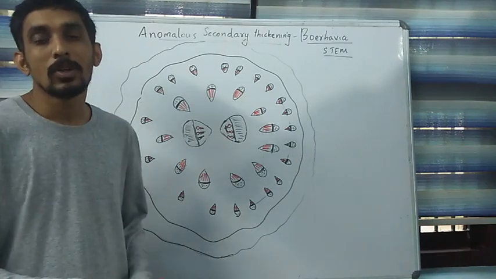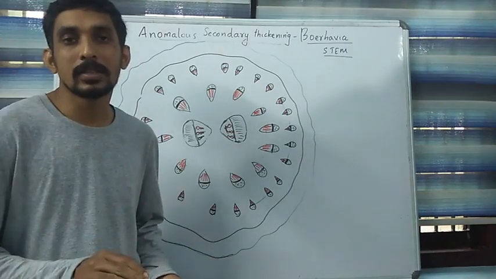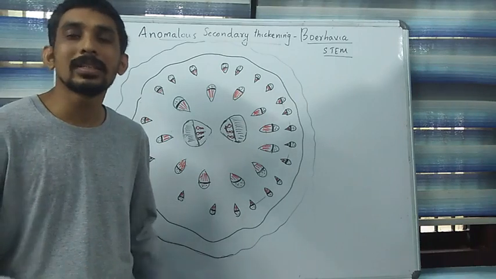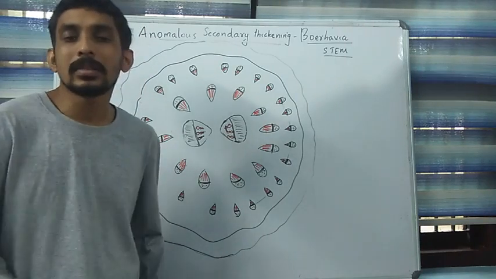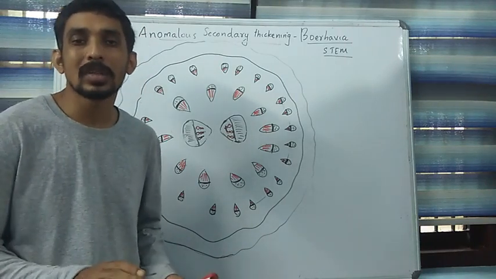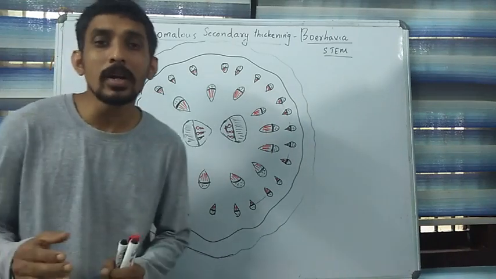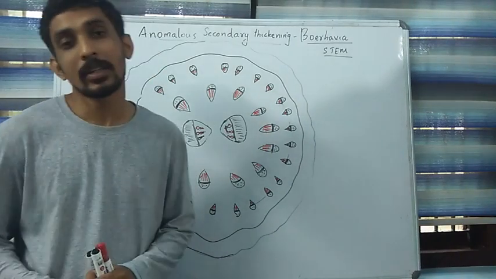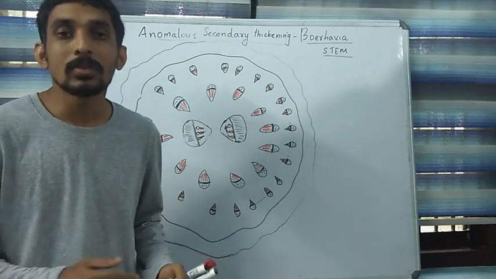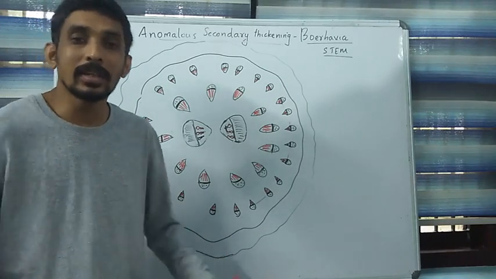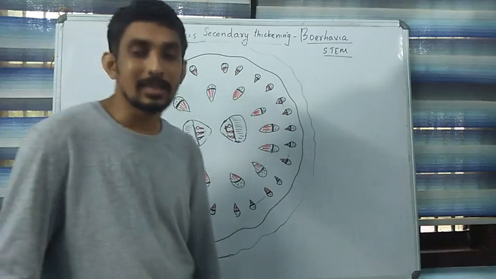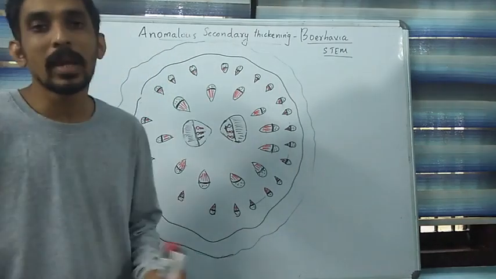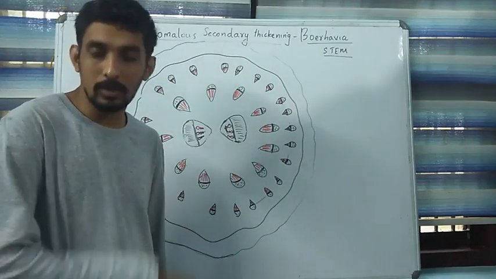We know that Boerhaavia is a plant belonging to the family Nyctaginaceae, and the stem of Boerhaavia shows a secondary growth which is somewhat different from an ordinary secondary growth. That is why it is called anomalous secondary thickening. Let us try to understand the main features of this secondary growth.